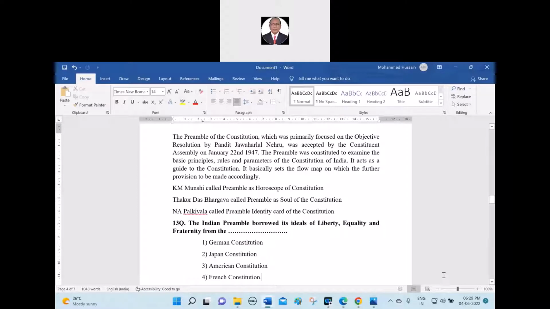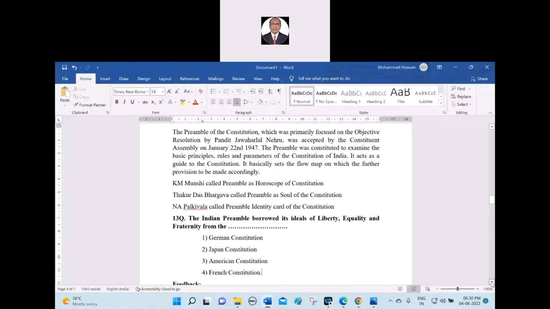13th question. The Indian preamble, can anyone unmute and read? What is the third question? 13th question, not third question, 13th. The Indian preamble borrowed the ideals of liberty, equality, and fraternity from option 1, German Constitution, option 2, Japan Constitution, option 3, American Constitution, and option 4, French Constitution. Answer is German Constitution. Wrong. French Constitution, it is, sir. Nasrin Mullan is right. It is the French Constitution.